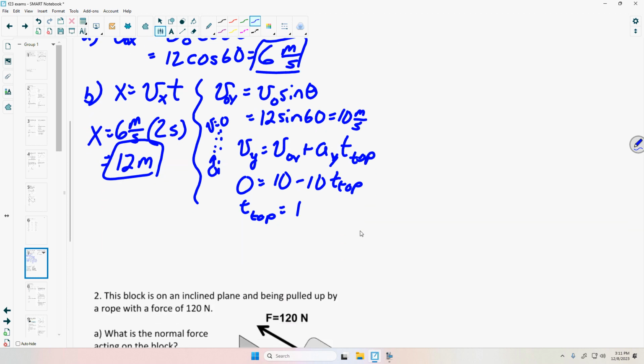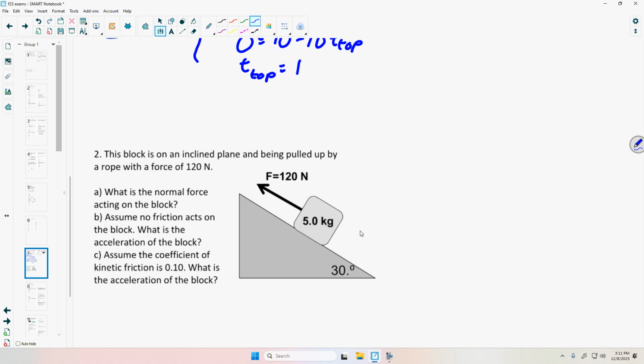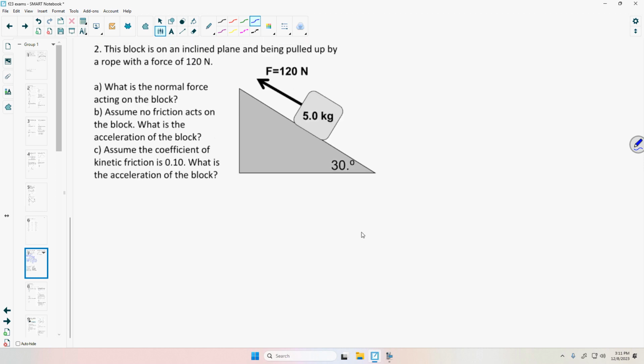Now the other one was this problem. I start by drawing all my forces. I recommend that you do the same. I have my normal force here. I have a frictional force. I know that it's down the inclined plane because the object is sliding up the inclined plane, so the frictional force is opposite the direction of motion. I also have a weight vector, Fw, that's going down like that.